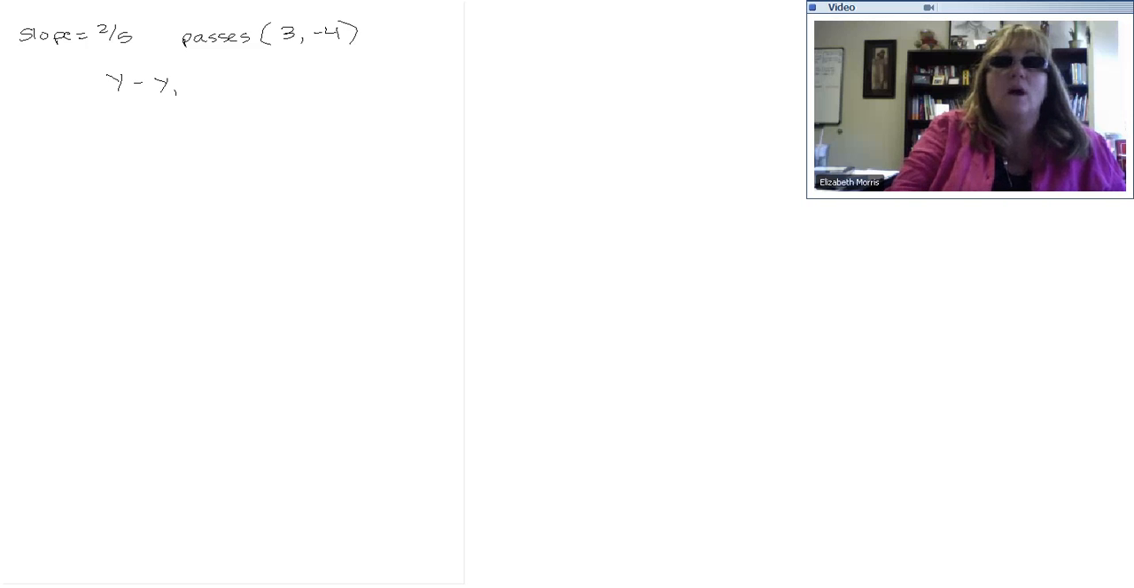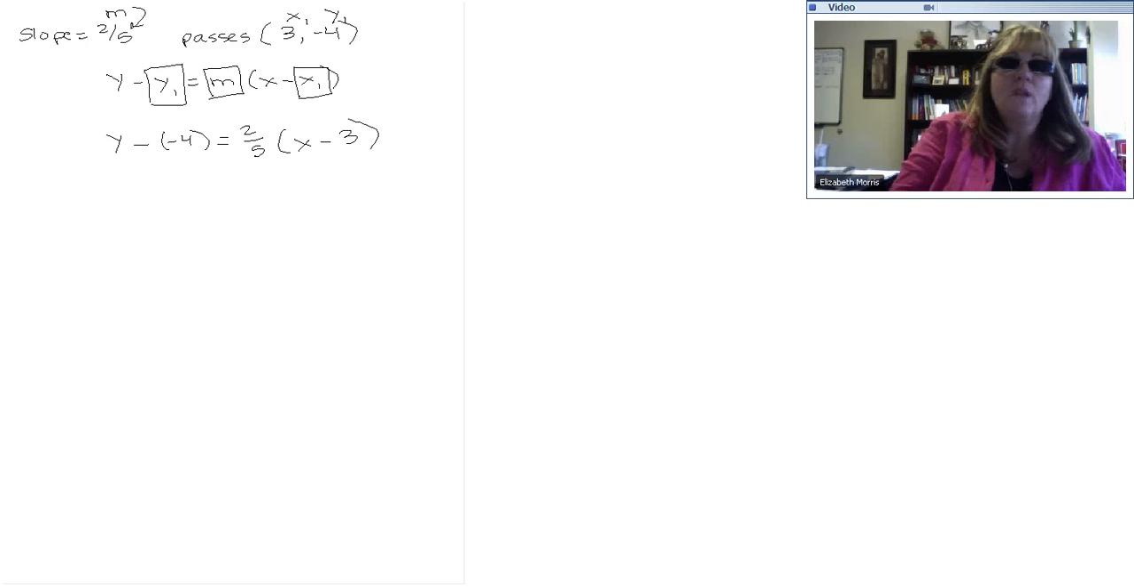Y minus y1 equals m times x minus x1. We're going to replace this, this, and this. So y minus, now remember this is your m, and this are your points. So y minus -4 equals 2/5 times x minus 3, which is really y plus 4 equals 2/5 times x minus 3.